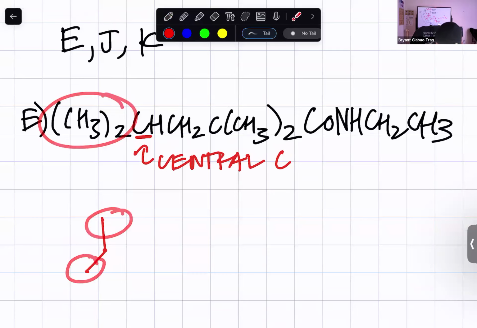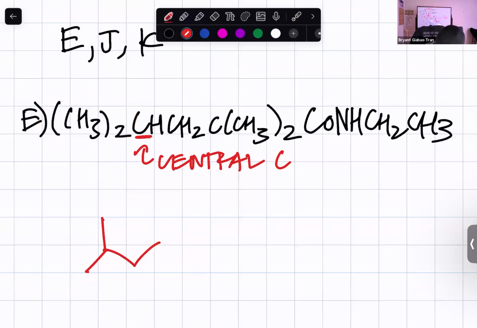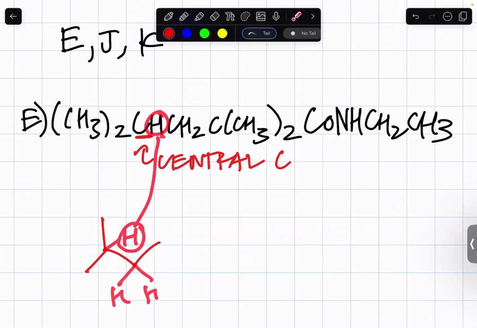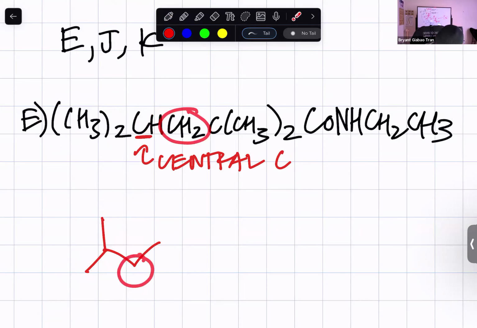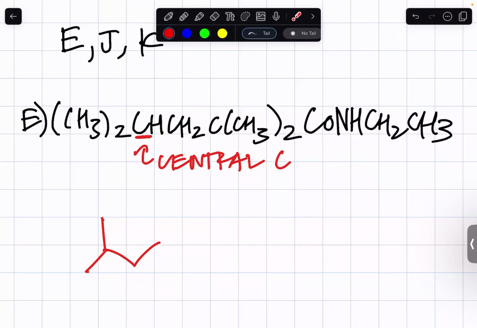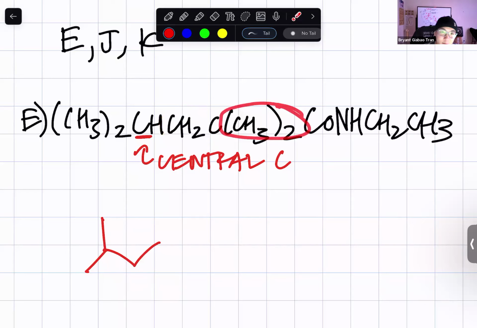And I know that the next thing is a CH2, which is going to be like this, right? This is the CH2 that it's attached to. And since this carbon has one hydrogen, that's this invisible hydrogen right there. Okay. I moved on to the next thing, which is this CH2, which is represented by this CH2 right there. Now we see another parentheses group, which I know is attached to some sort of central carbon. The other central carbon is going to be this one right here.